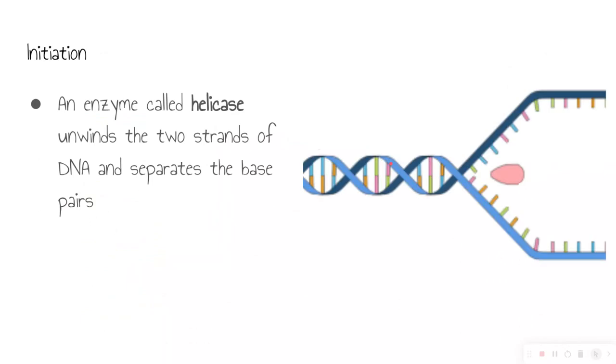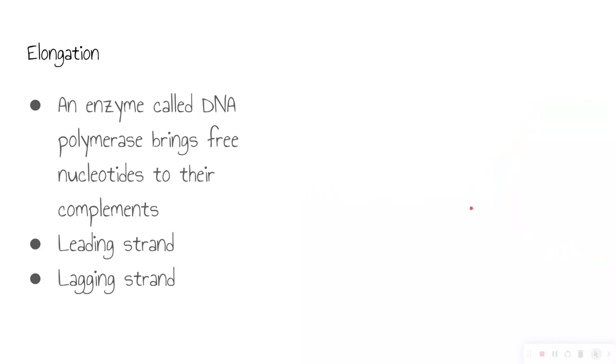So now let's take a look at the actual DNA replication. So we're going to start with initiation. That's when our DNA replication is going to begin. And an enzyme called helicase is going to come in, and it's going to unzip, it's going to unwind these two strands of DNA. And it's going to separate these base pairs.